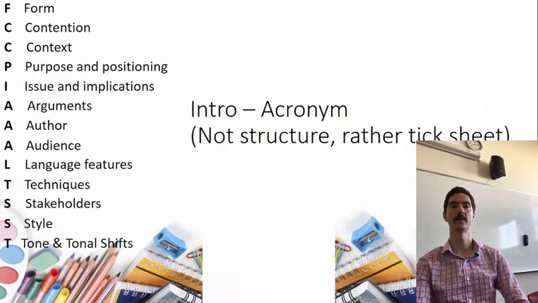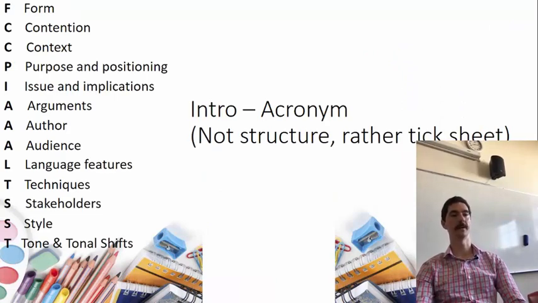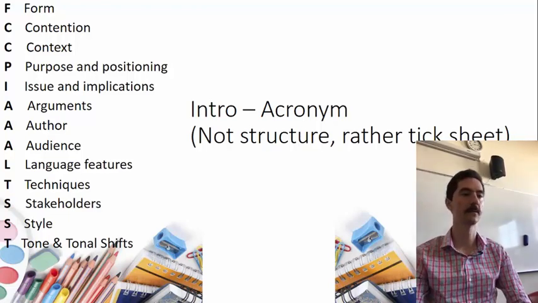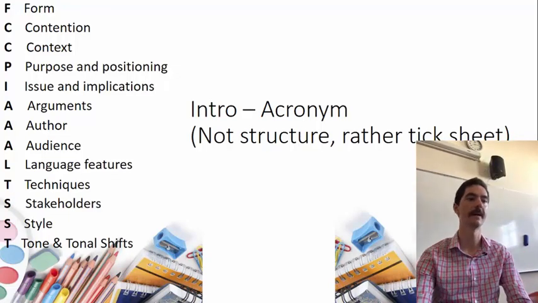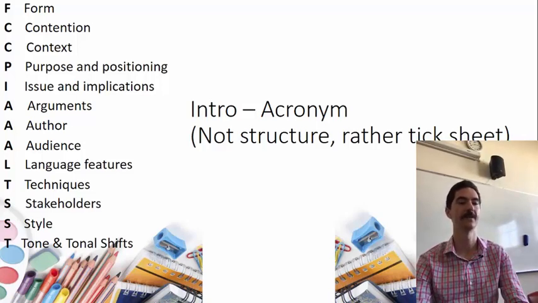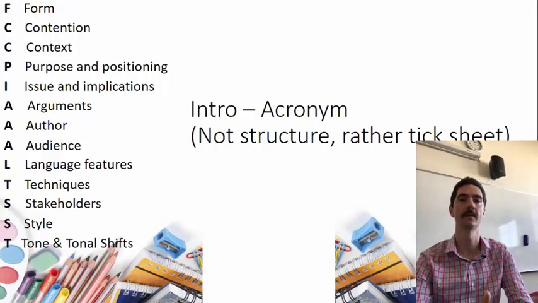Alright, so let's talk structure specifics. For the intro, we have this very horrible but very useful acronym, which is form, contention, context, purpose and positioning, issues and implications, arguments, author, audience, language features, techniques, stakeholders, style, and tonal shifts. So this isn't a structure per se, but it is a tick sheet that you should be crossing off as you do it. You should be able to hit 3 or 4 of these in each sentence, and the more you can combine these techniques within one sentence, the better it will be, because your job in the introduction is to connect and make links between these multiple things.